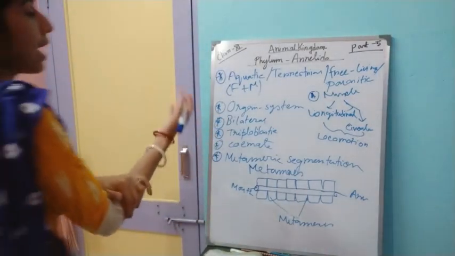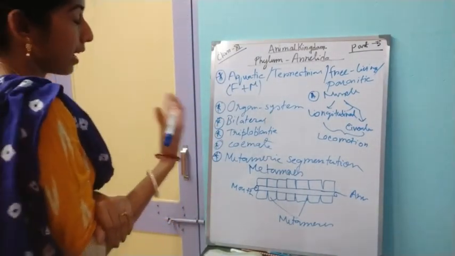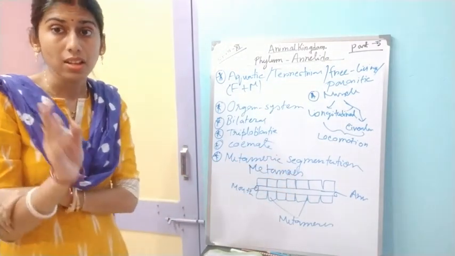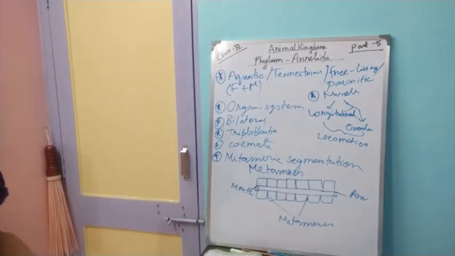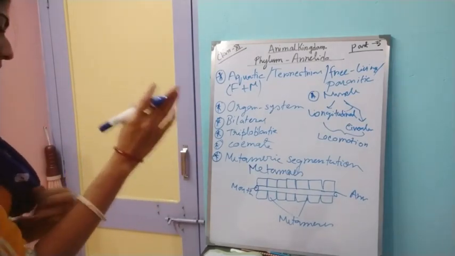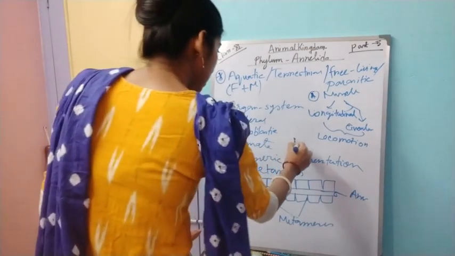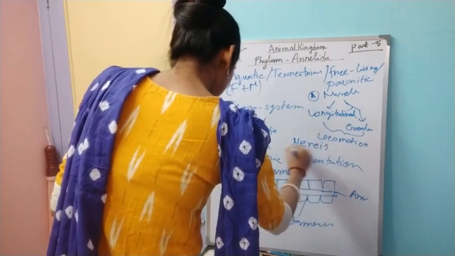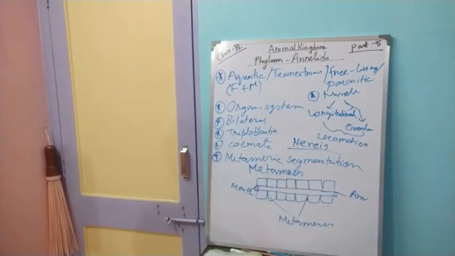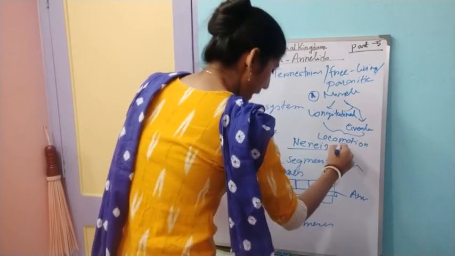Some aquatic annelids, the name of an aquatic annelid is Nereis. Nereis possesses some lateral appendages. An example of an aquatic annelid is Nereis, and it possesses some lateral appendages, which are called parapodia.